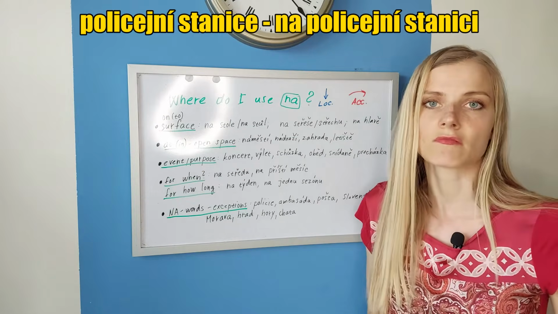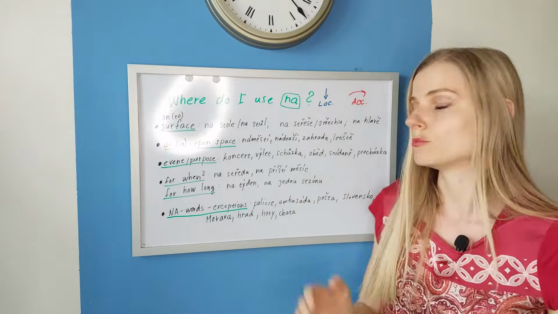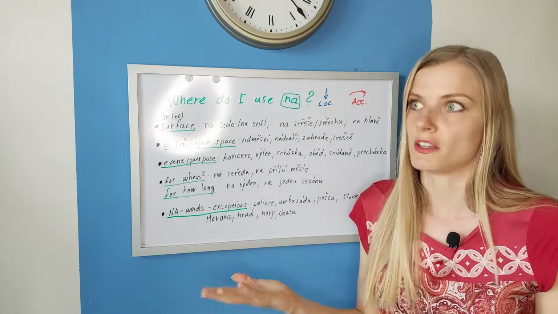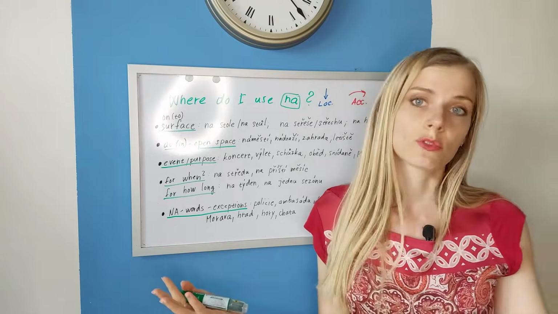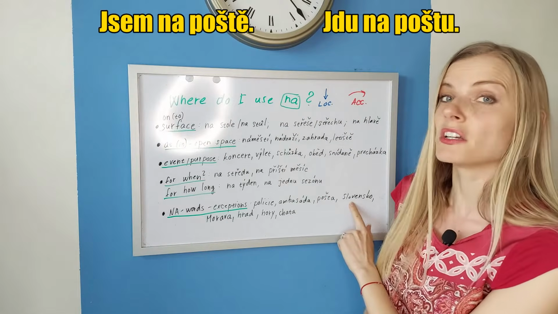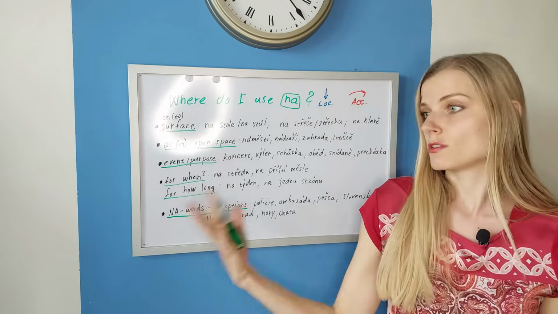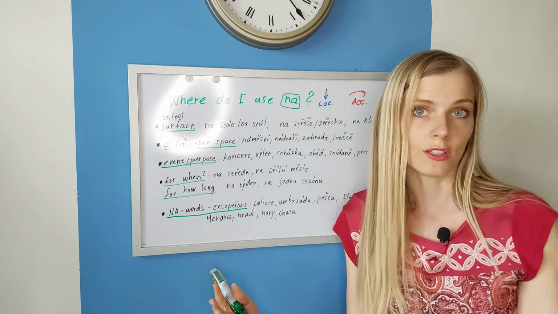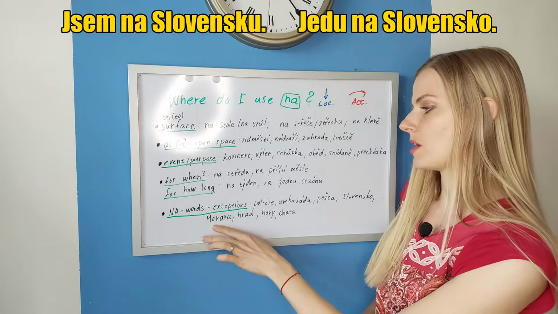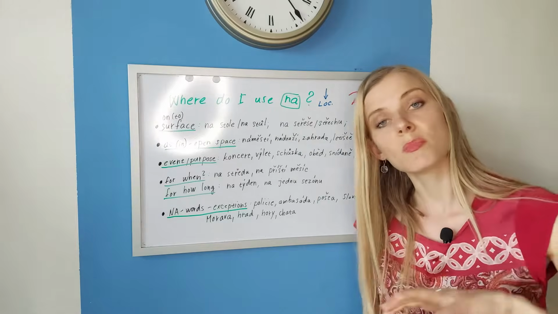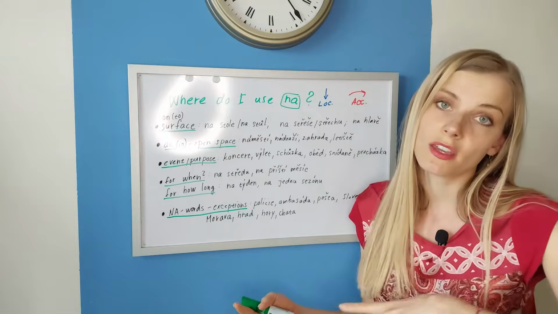Ambasáda, the embassy. Also, na ambasádě, nebo jdu na ambasádu. Pošta, a post office. Again, it's a building, but we say na poště, jsem na poště, jdu na poštu. Or some countries, Slovensko, Slovakia, jsem na Slovensku, jedu na Slovensko. We don't say ve Slovensku. It's not the right collocation. Morava, Moravia, one big region in the Czech Republic in the southeast. Also na Moravě, na Moravu.